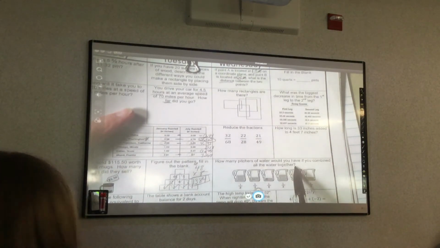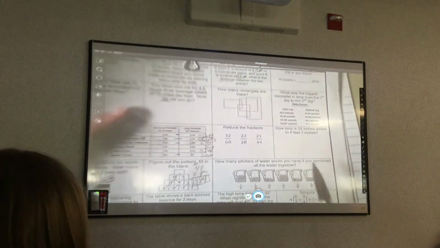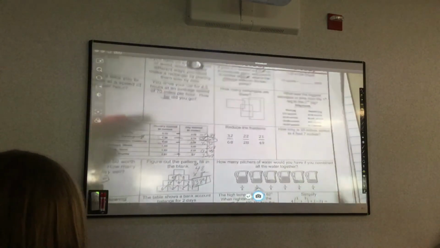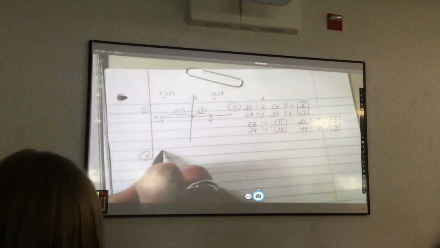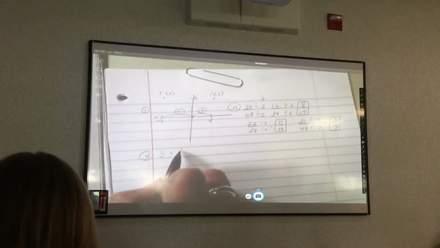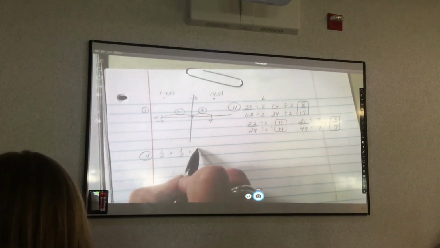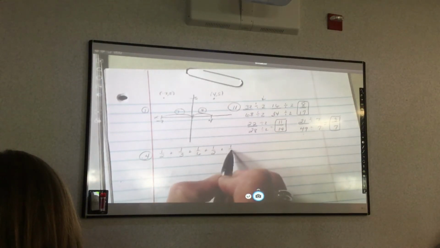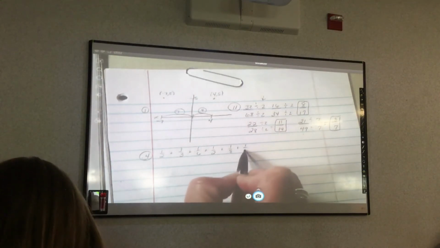Add it all together. So I'm going to do 1/2 plus 1/3 plus 1/6 plus 1/2 plus 1/8 plus 1/4, and I'm going to write that on my paper.